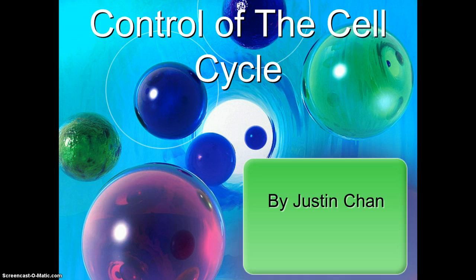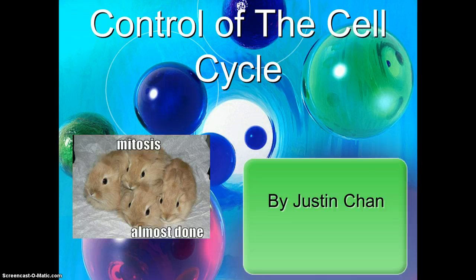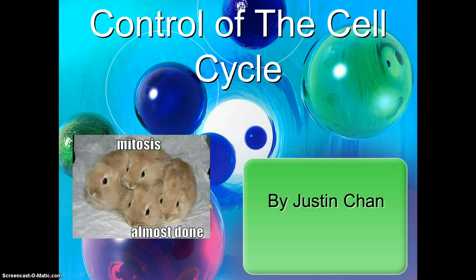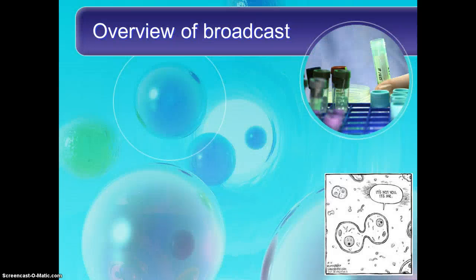The cell cycle is very intertwined with the processes of mitosis and not so much of meiosis, as mitosis is the exact replication of cells as demonstrated in this picture, in which each hamster looks exactly like the other, which is a demonstration of how each cell will look like the other in the cell as it replicates.